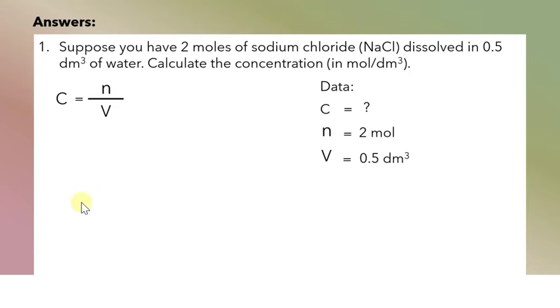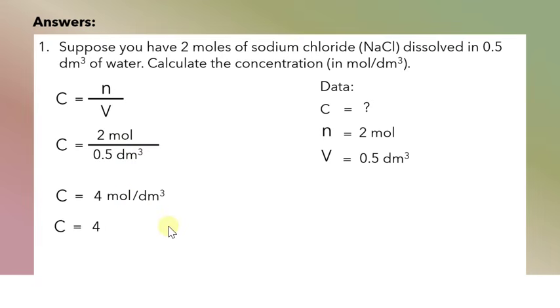So say, okay, concentration, which is C, is equal to number of moles, 2 moles, over volume, 0.5 cubic decimeter. So you say concentration is equal to, then you divide 2 divided by 0.5, you get 4. Then you get mole there, this mole here, you put it here. Then this line becomes per, like that. Then you put decimeter cubed, like that. So this is the answer here. So concentration is that one there.